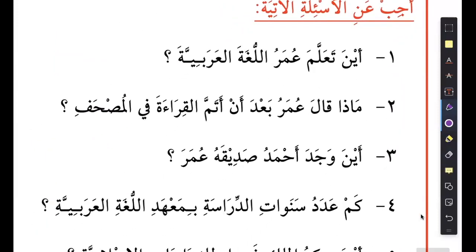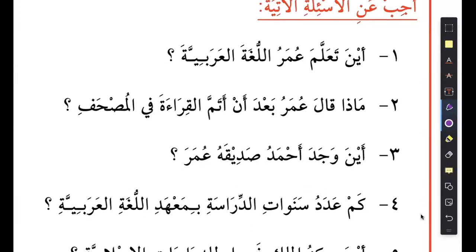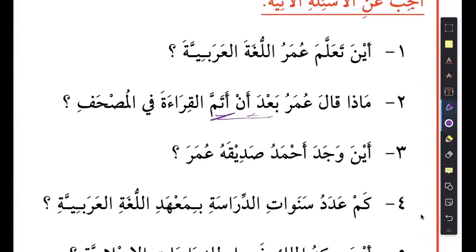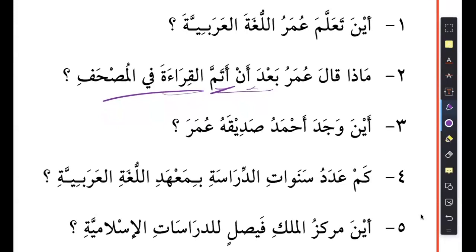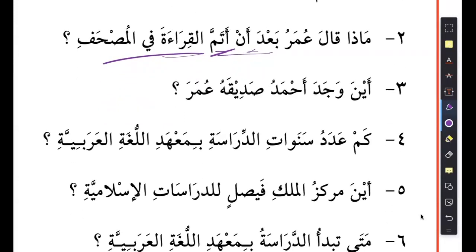ماذا قال عمر بعد أن أتم القراءة في المصحف? Okay, so you know all of these things. What did he say after أتم, completing the reading of the Mus'haf? What did he say? Sadaqallahu al-Aliyul Azim, something like that. There's a difference of opinion among the scholars whether this is sunnah to say or not. But some people do, that's fine. So that's the answer, right? I'll just do one more.